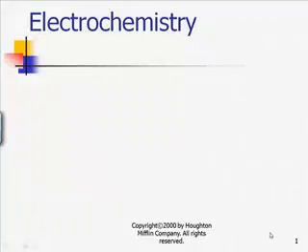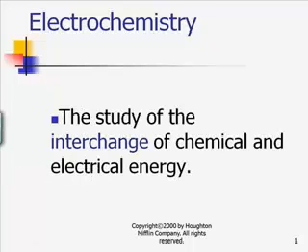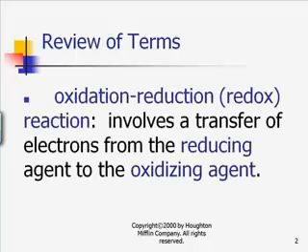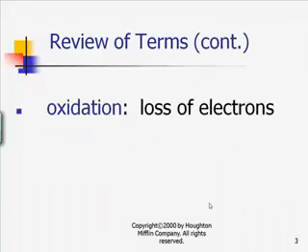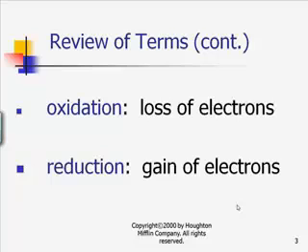Okay, electrochemistry. In this unit, we're going to look at chemical reactions that involve the movement of electrons. We're going to review a couple terms because we've actually looked at these types of reactions back in Chapter 4. They are called oxidation-reduction reactions. Just to refresh your memory a little bit, oxidation is losing electrons and reduction is gaining electrons.